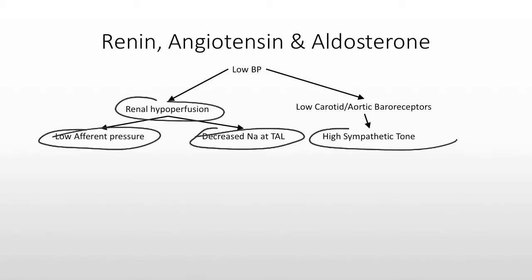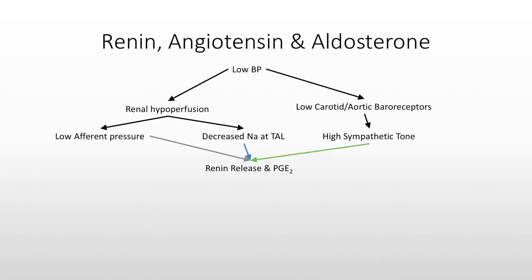And then you get a high sympathetic tone because of this baroreceptor activation. So all three of these things lead to renin release. Now, the decreased sodium leads to prostaglandin E2, which leads to increased renin release. And all standing over here by himself, already taking place, he doesn't care. The liver doesn't care what the rest of the body's doing.